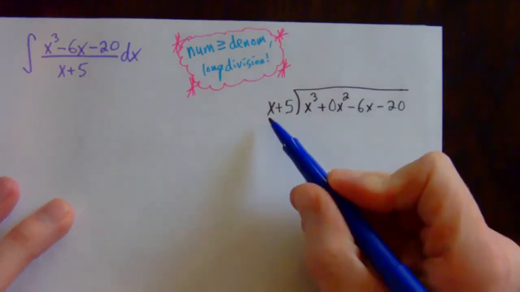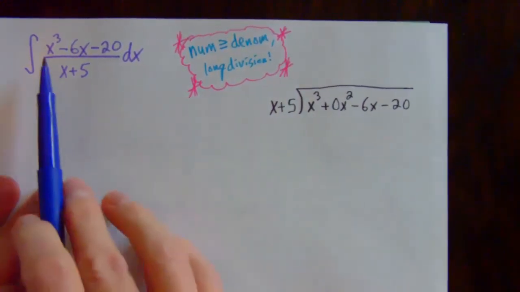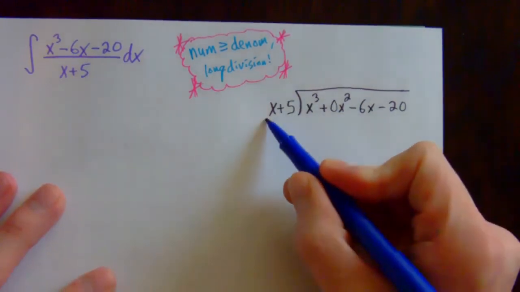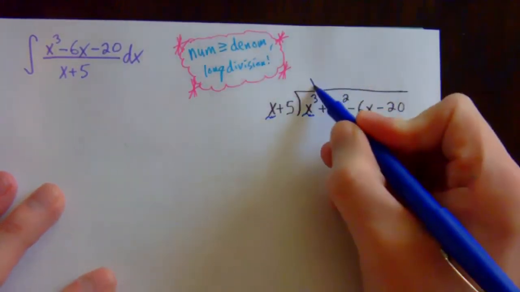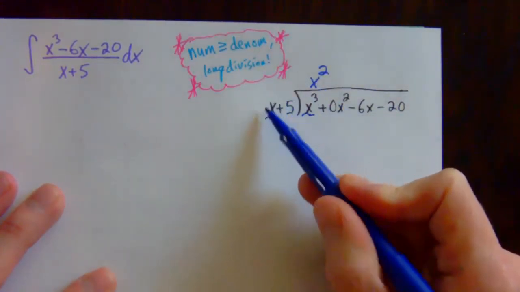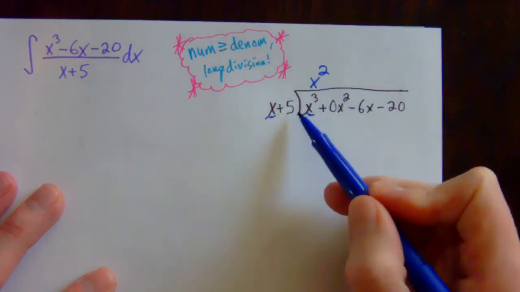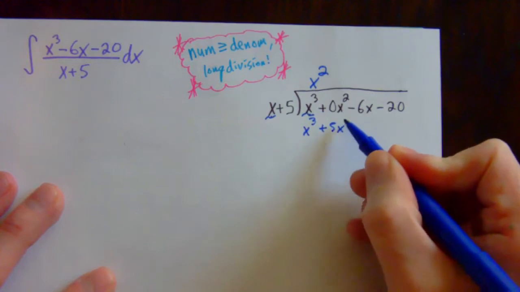Remember, when you do long division, I put that 0x squared in there so I can just decrease the power by 1 each time if there's no x squared term. But you look at the first thing in those, all right? So x times what gives me x cubed? That's going to be an x squared. We then take the x squared, times it by that whole x plus 5. So I distribute it through there. That's going to give us an x cubed plus 5x squared.